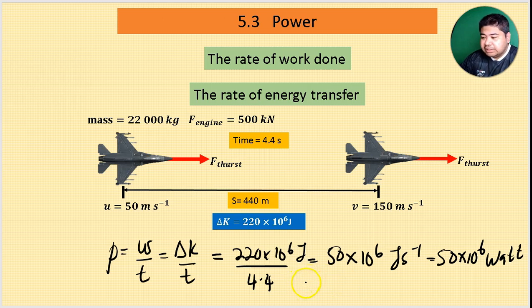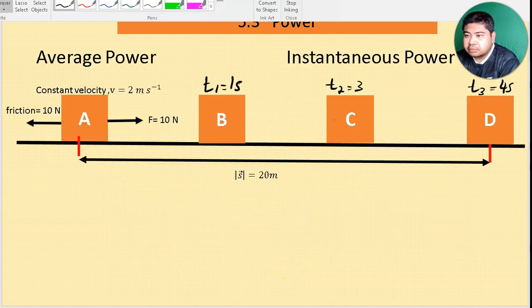Power is basically how much energy is gained by the aircraft due to the force per second. From here we know that the force increases the energy of the aircraft by 50 times 10 to the power of 6 joules every second. That is how much energy is being delivered to the aircraft. So the power due to the thrust force is 50 times 10 to the power of 6 watts. That is how you calculate the power. I hope this gives you some ideas on what power really is.